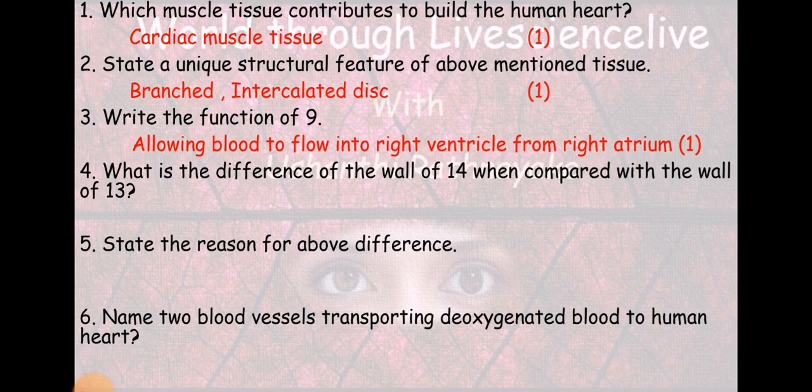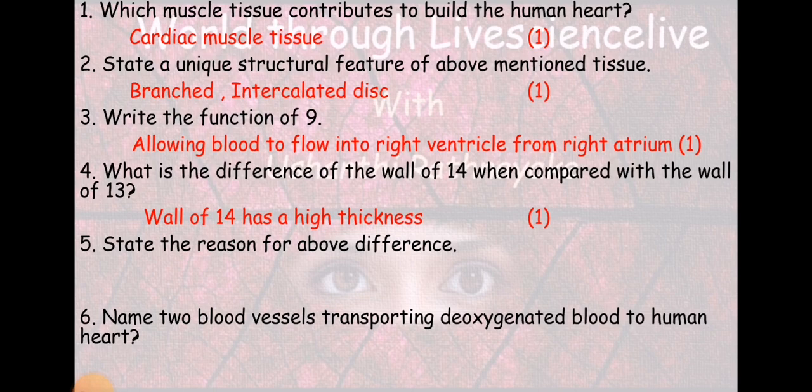What is the difference of the wall 14 when compared with the wall of 13? Wall of 14 means, children, that is the left ventricle. Wall of 13 is the right ventricle. Earlier I even told you, the left ventricle has an extra thick wall. Let's see the answer. Wall of 14 has a high thickness.